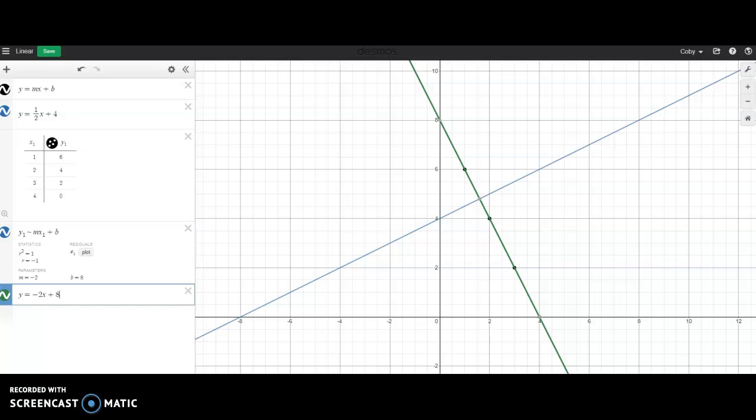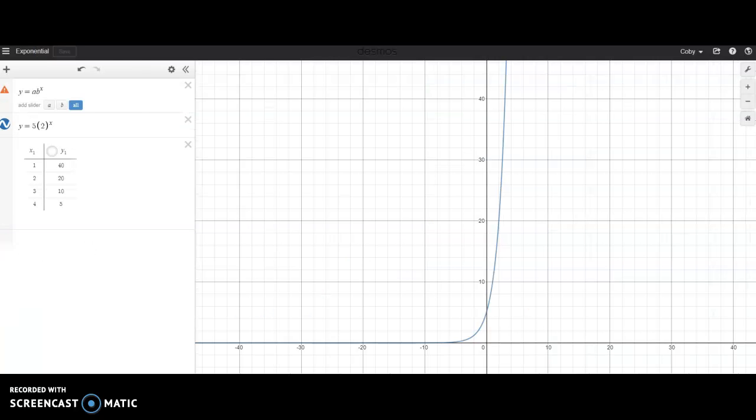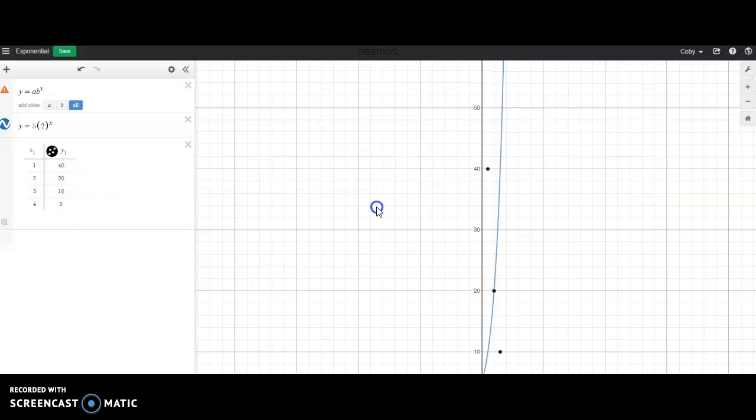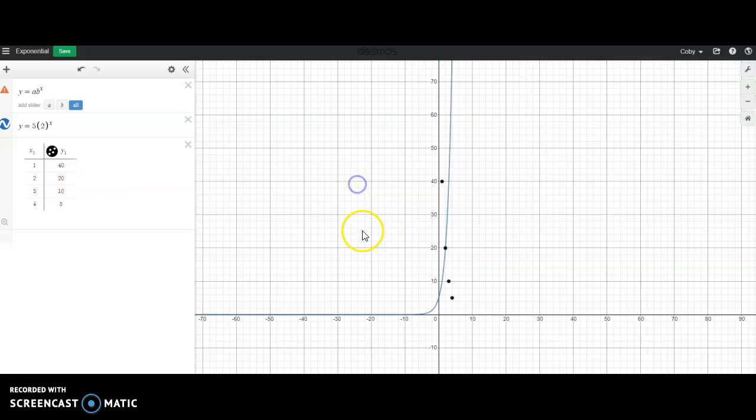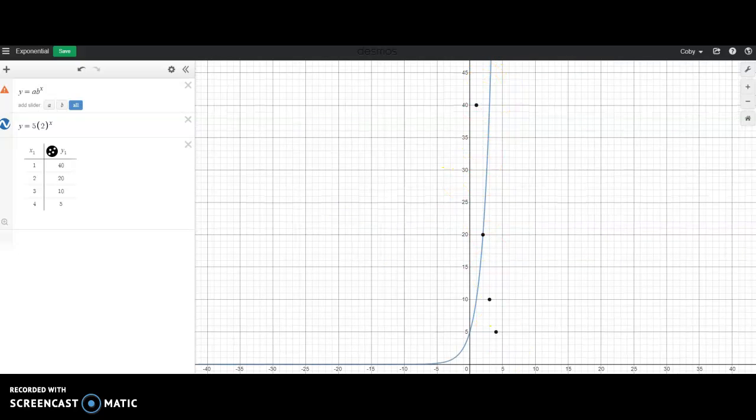Second thing we looked at this school year was exponential equations. So here we have the form of an exponential equation, which is a times b to the power of x. Here's an example of exponential here. What we learned when we looked at these equations earlier in the year is this equation starts at 5, and then doubles every time. So here's an example of an exponential relationship, these black dots here. I need to figure out what exponential function best matches those black dots.